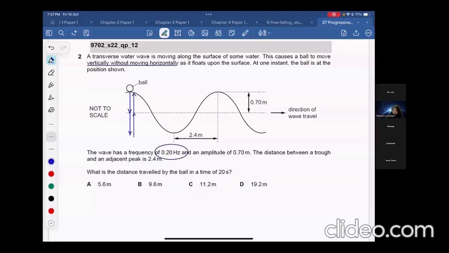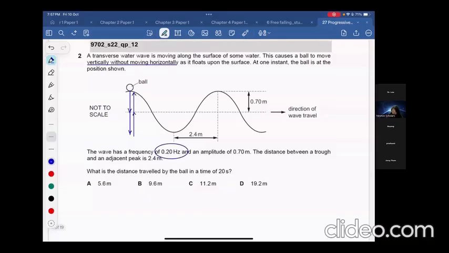So here the wave has a frequency. Normally from here we can calculate the period. They give you period, normally we can calculate frequency. And amplitude is 0.7. The distance between the trough here and the peak is 2.4. What is the distance traveled by the ball? How does it travel? Go down, go down, go up, go up, go down, go down. How many times does it go up or down? So we want to know.